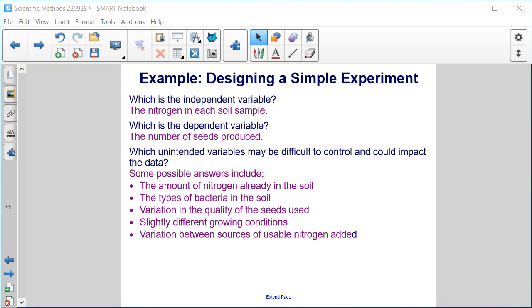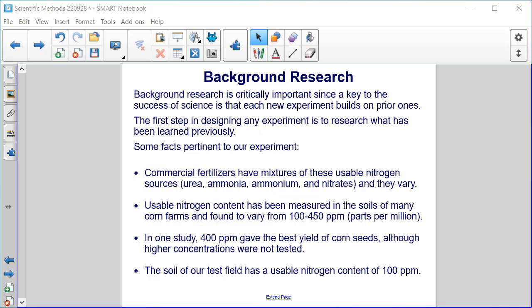Which unintended variables may be difficult to control and could impact the data? Here are some possible answers. The amount of nitrogen already in the soil, the types of bacteria in the soil, variation in the quality of the seeds used, slightly different growing conditions, variation between sources of usable nitrogen added.